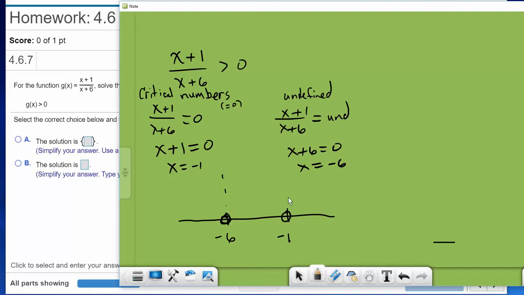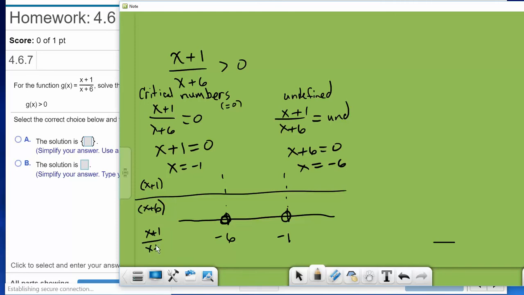Okay, so again, like I did before, I'm going to think of my factors. The numerator is one factor, x plus 1, and the denominator, x plus 6, and then the quotient, x plus 1 divided by x plus 6. Alright, so again, I'm looking at these three intervals. So the left interval, if I pick a number over here like -10, -10 plus 1 would be a negative number. -10 plus 6 would be a negative number. And then a negative number divided by a negative number would be positive.